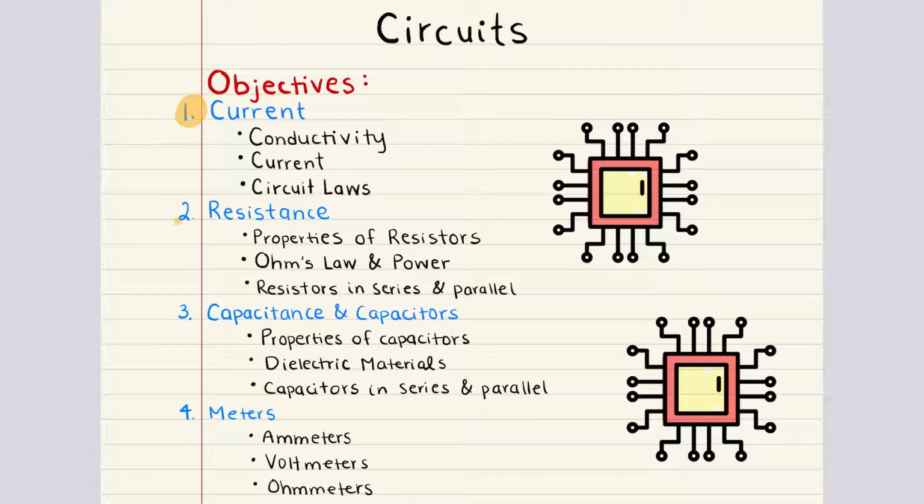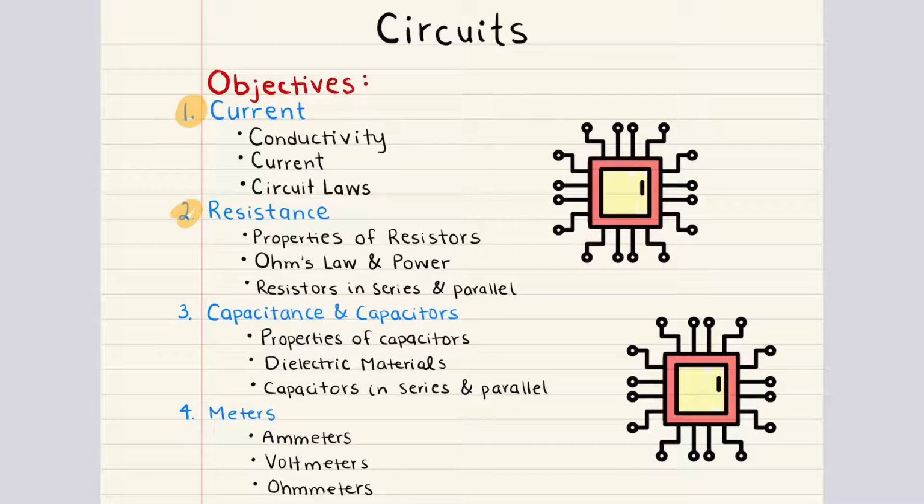Next, we'll move into the topic of resistance. Here, we're going to define resistance and investigate the properties of resistors, which are components that control current in a circuit. We're also going to apply Ohm's law to understand the relationship between voltage, current, and resistance, and see how power is dissipated across resistors. Finally, we're going to examine how resistors behave when they're connected in series versus when they're connected in parallel.